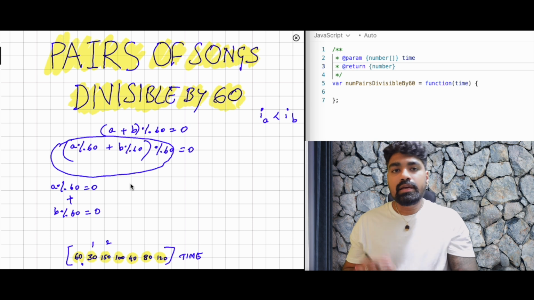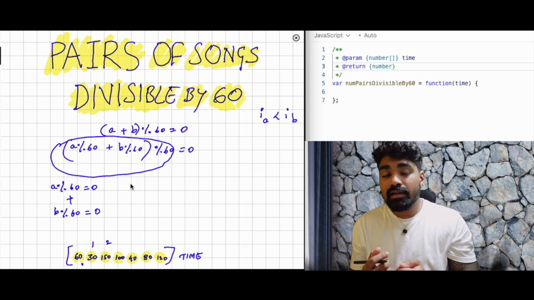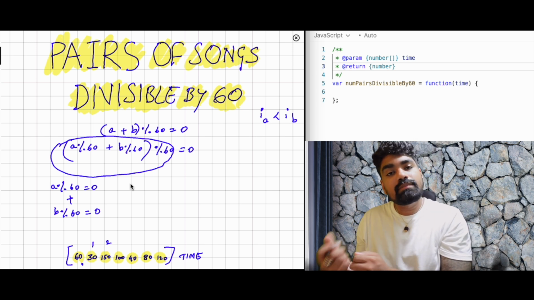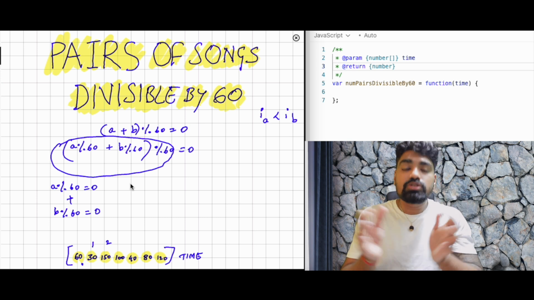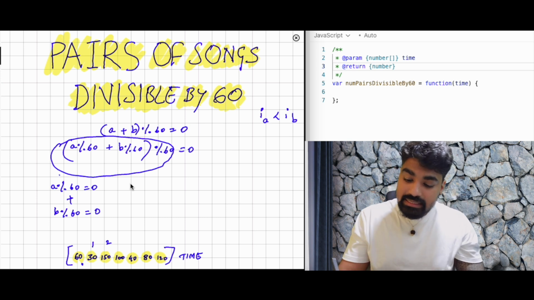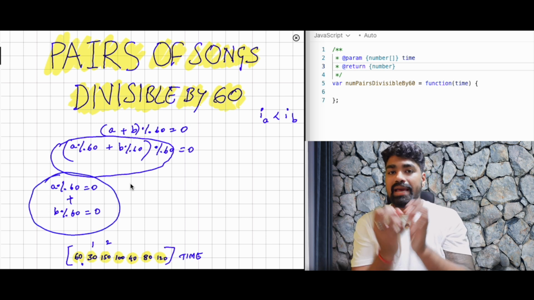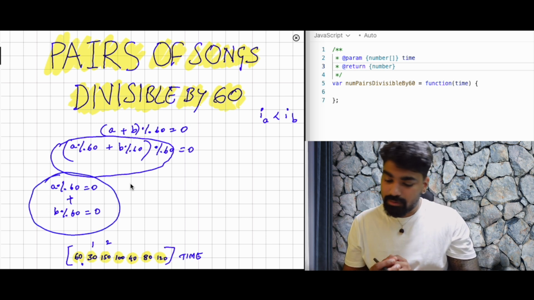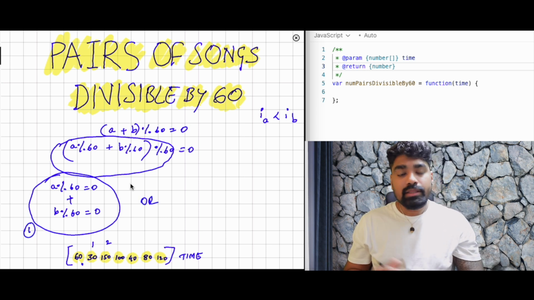what that means is, given two inputs, the first input is divisible by 60 and the second input is also divisible by 60, then we say that the sum of both these inputs would also be divisible by 60. So this is our first criteria to check whether the pair is divisible by 60 or not. So this is criteria 1.